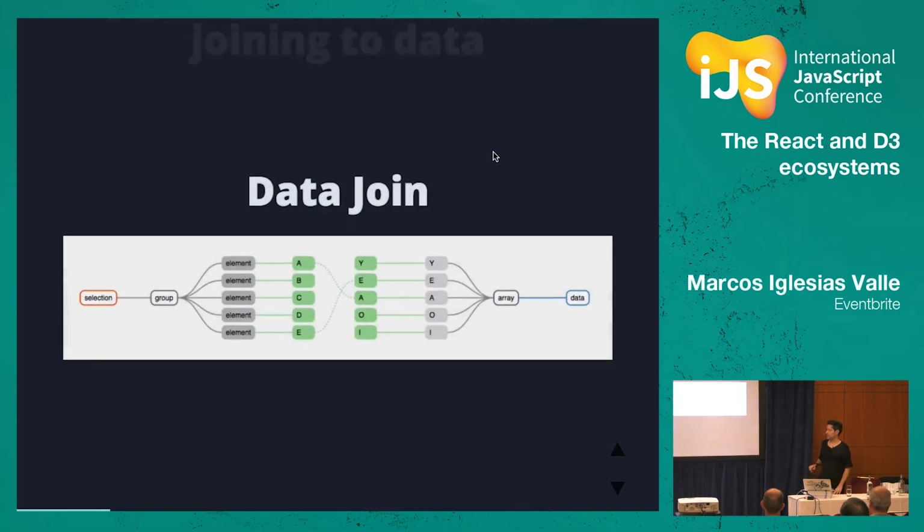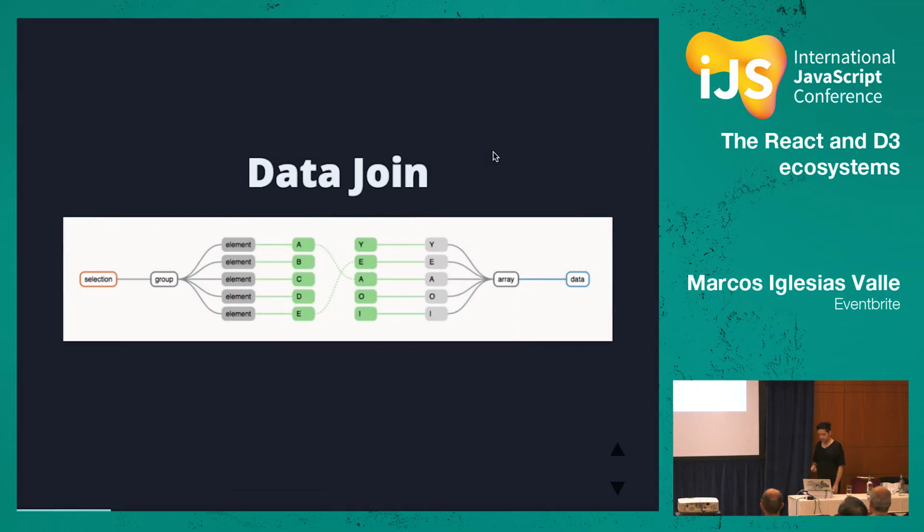Let's try to understand this with a diagram. Imagine that we have these elements on our DOM. We have 5 elements: A, B, C, D, and E. That's the data, and that's what we are actually rendering on the DOM. Now imagine that we're going to create a data join. We're going to get new data, these letters: Y, E, A, O, and I, and we're going to join it.